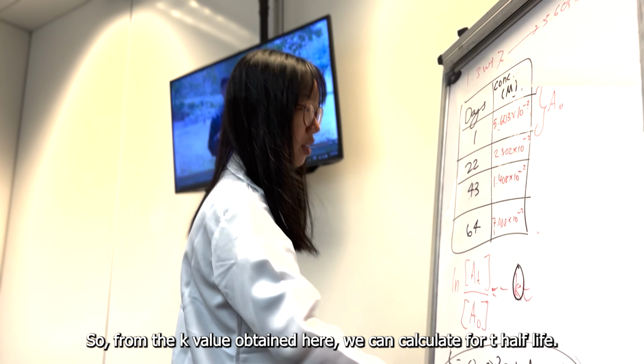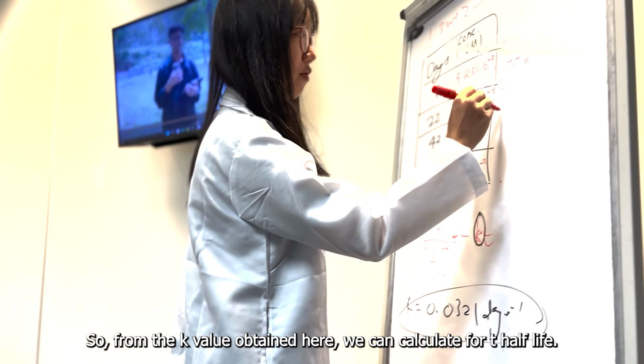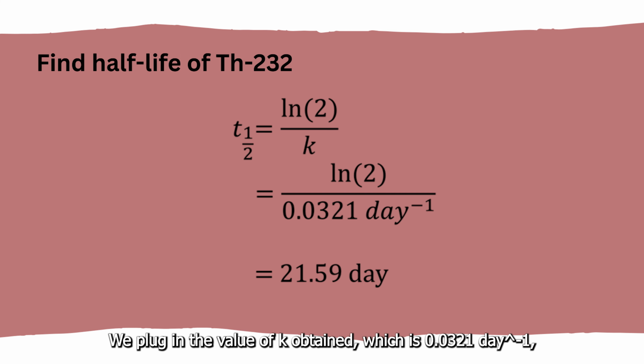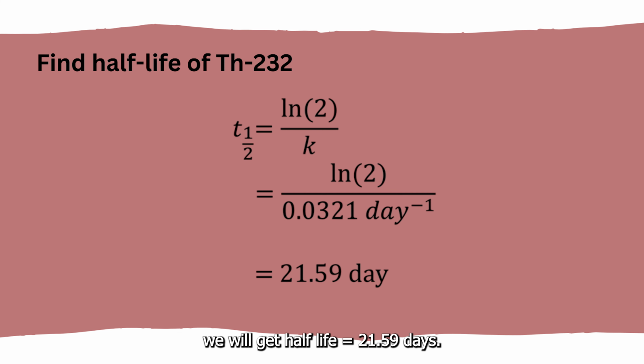So from the k value obtained here, we can calculate the half-life. Half-life of thorium-232 equals ln 2 over k. We plug in the value of k obtained, which is 0.0321 per day. We will get half-life equals 21.59 days.